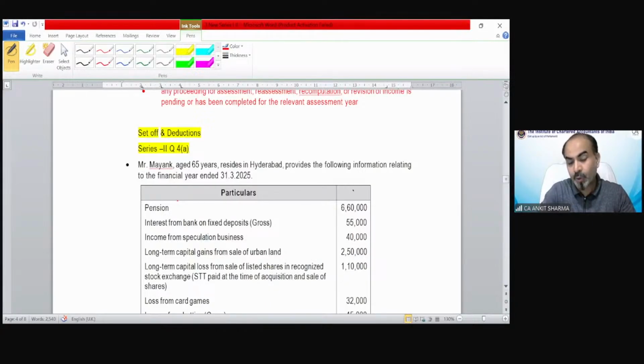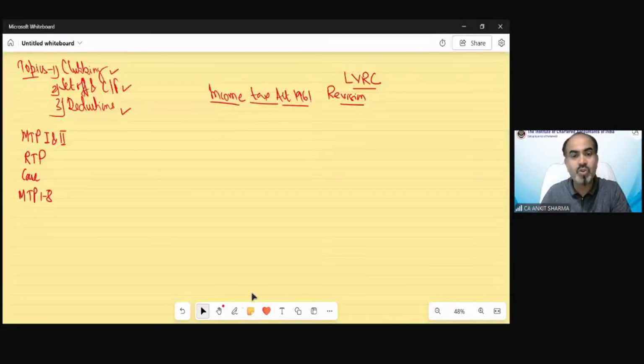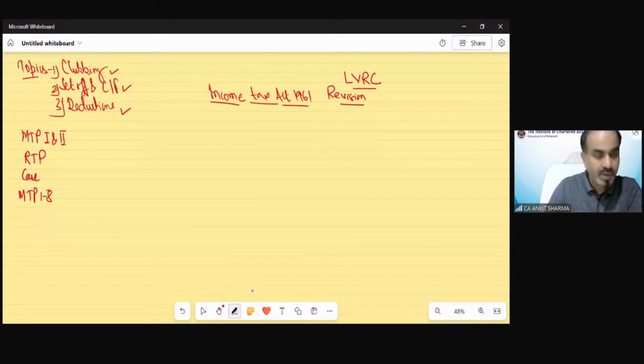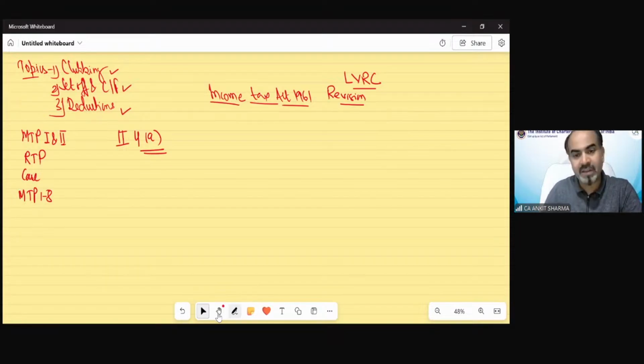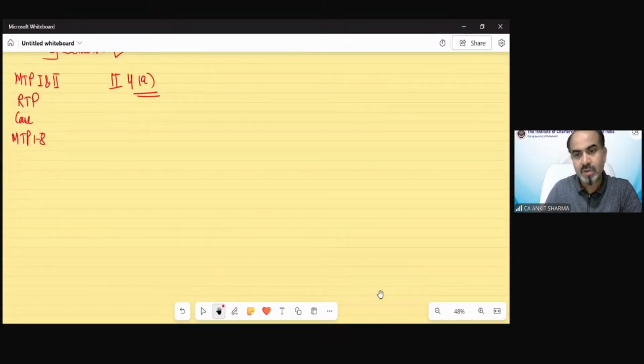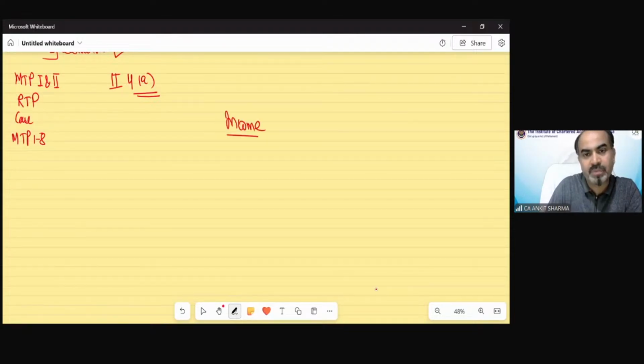So I told you when we went through the chapter of set off of losses that there is a kind of format you can follow to solve these kind of questions, and that would really make the solution comparatively easy. So that was MTP series 2, question number 4A we are solving. We have to calculate the total income. Because the question relates to the set off provisions, whatever income information has been given in the question, I will divide it into 5 major parts.